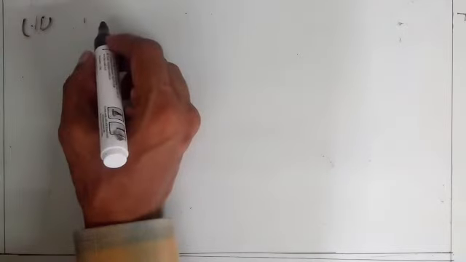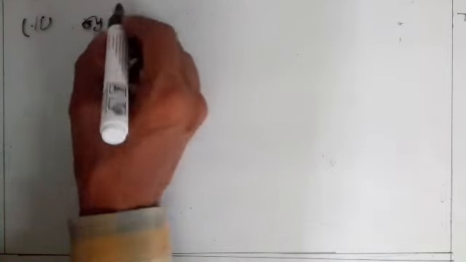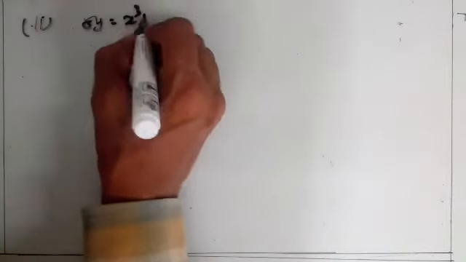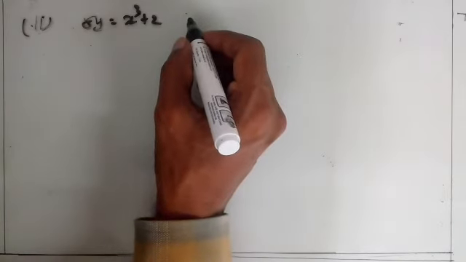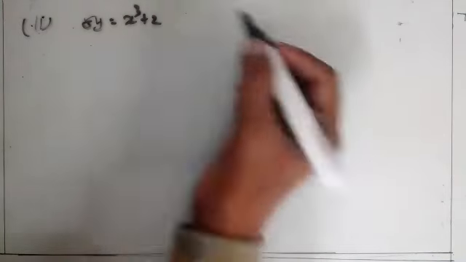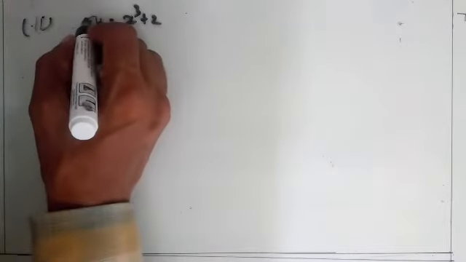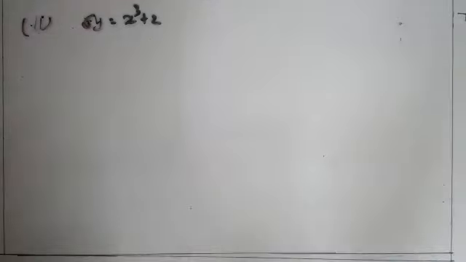Now next question. Question number 11. A particle moves along the curve 6y is equal to x raised to 3 plus 2. Find the point on the curve at which the y coordinate is changing 8 times as fast as the x coordinate. Here 6y is equal to x raised to 3 plus 2, given.